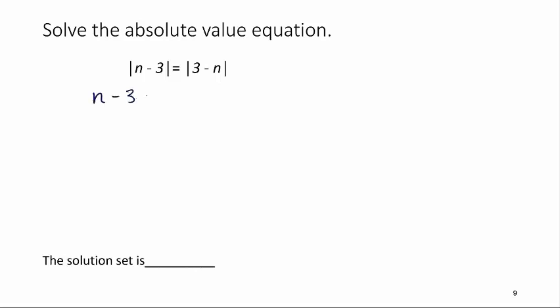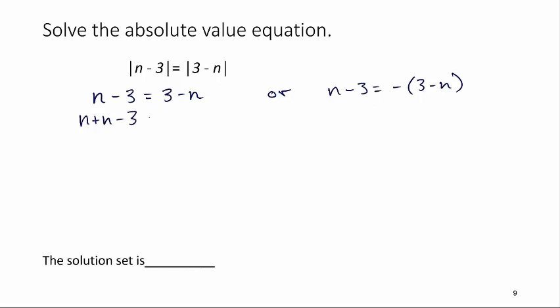So I'm going to have n minus 3 equal to 3 minus n, leave them both positive, right? Or n minus 3 equal to negative quantity 3 minus n. Okay, and again, with that second one, whether you make the second equation negative or the first equation negative, it makes no difference. I usually let the second equation be negative.